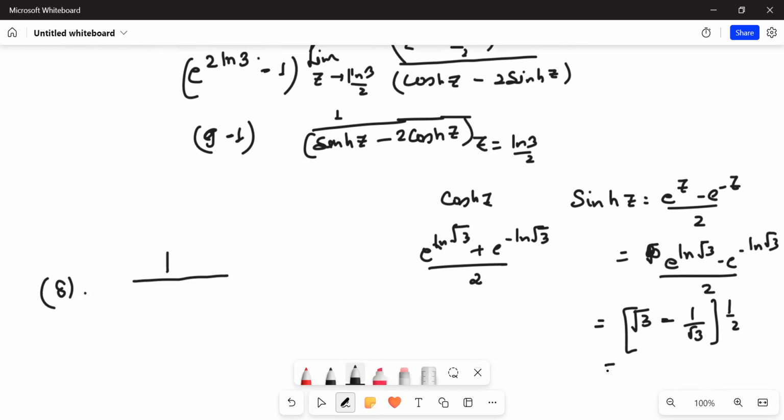So let me solve it. This will become 3 minus 1, 2, into 1 by 2. This will get cancelled. So this will be simply 1 upon root 3, if I'm not wrong. See, root 3 times root 3 is 3. 3 minus 1 is 2. 2 gets cancelled. 1 upon root 3.